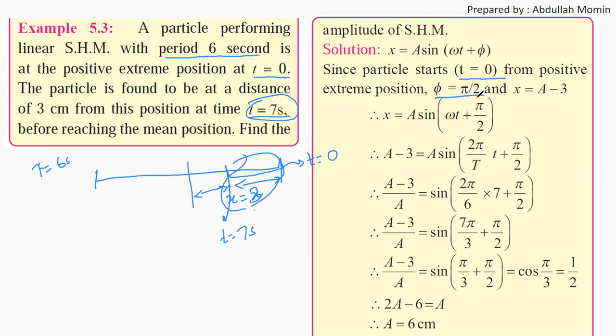So we will write phi is pi by 2, and the total distance is A, and it is at 3 centimeter, meaning this position is A minus x, meaning A minus 3. So x is equal to A sin(omega t plus pi by 2). Instead of x we will write A minus 3. This A goes to the other side: (A minus 3) by A is sin(2 pi by T times t). The value of T is 6, and the time instant is 7.